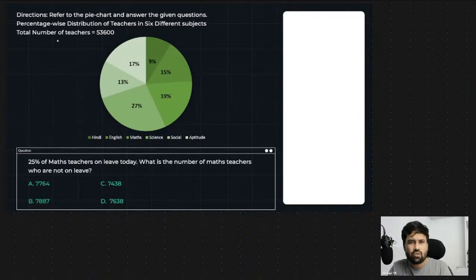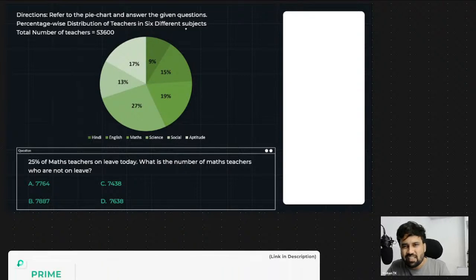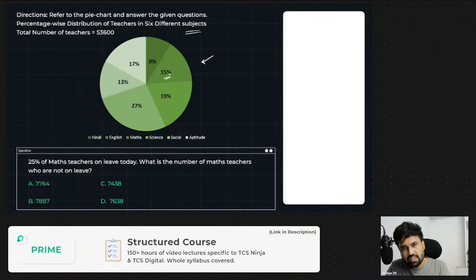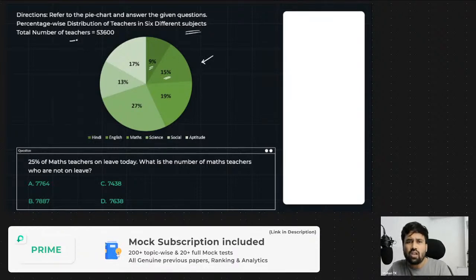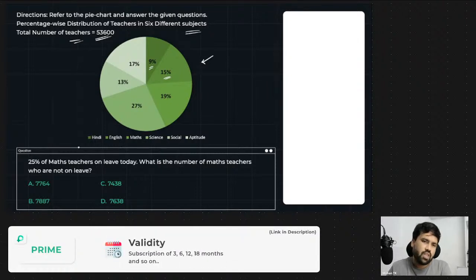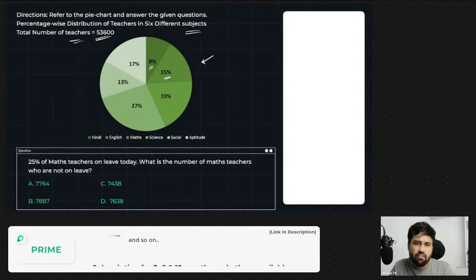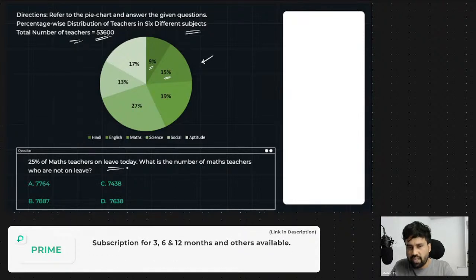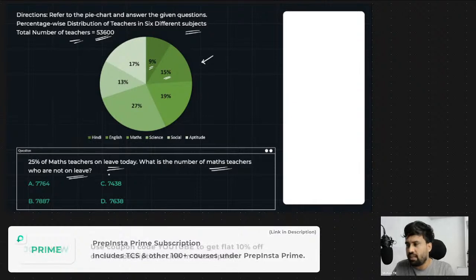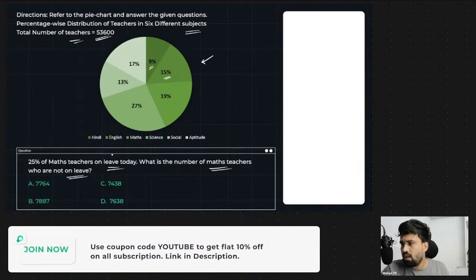Coming to the directions of the question: refer to the pie chart and answer the questions below. The percentage distribution of teachers in 6 different subjects is given, so this pie chart is given in terms of percentages. The total number of teachers is 53,600. Now look into the question: 25% of the maths teachers are on leave today. What is the number of maths teachers who are not on leave? First, let's look into the question clearly.